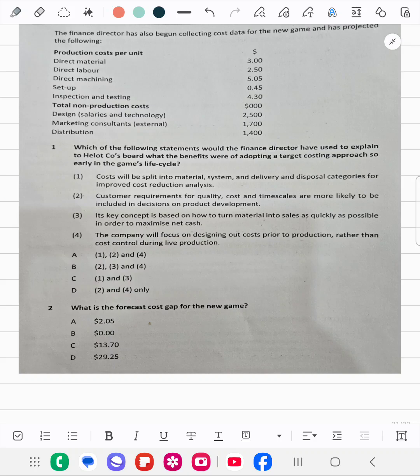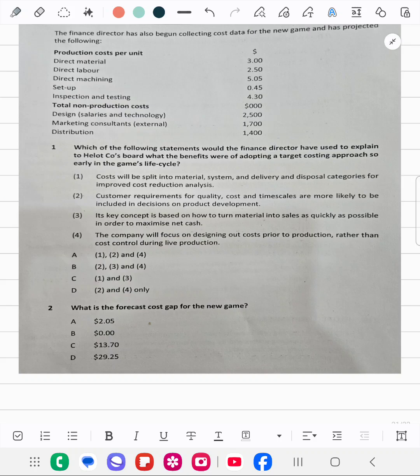The third option: its key concept is based on how to turn the material into sales as quickly as possible. No, the primary objective is not that. I think the primary objective of life cycle costing is to assess whether the product being developed is feasible, and whether it will generate some cost benefit, based on cost benefit analysis, whether it will be profitable or not, and whether it is feasible for us to continue with the designing, development or research at the very initial stage. Because when we are in the research and development stage, we are not sure whether the product will be launched or not.